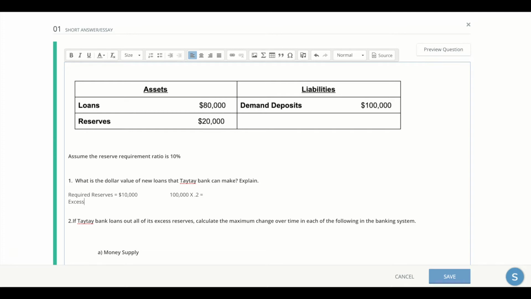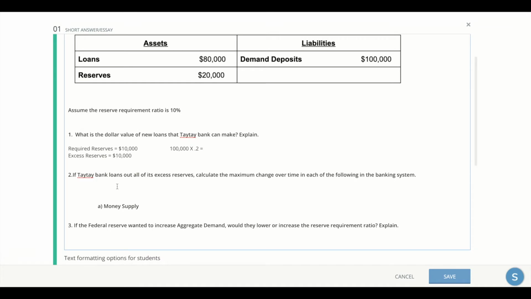Our excess reserves are anything above that. Our total reserves right now is $20,000. The bank is required to hold on to $10,000. That means that our excess reserves are $10,000 because we have $10,000 in the bank that does not have to be held on to, and this money can be loaned out. So we have $20,000 in our reserves, and the required reserves equal $10,000, and so we have $10,000 in excess reserves that may be loaned out.